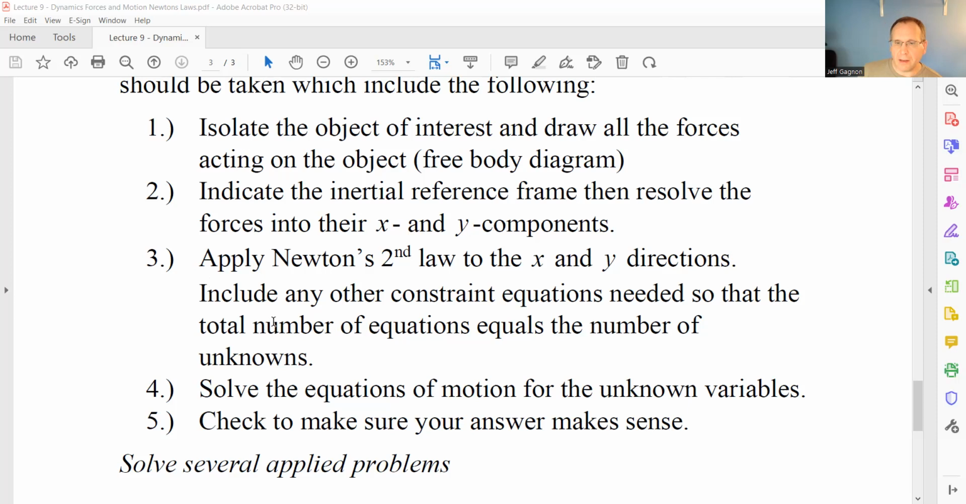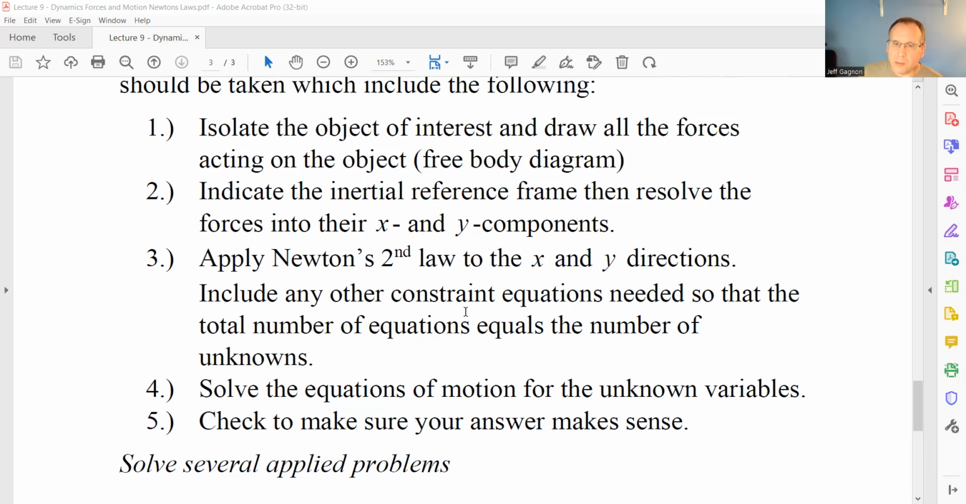You want to include any other constraint equations. Usually in our case, these will be things like, if an object is on a table but moving just horizontally along the table, then there's no y motion. So the acceleration in the y direction would be zero. That's what I mean by a constraint equation. We won't get much more complicated than that.